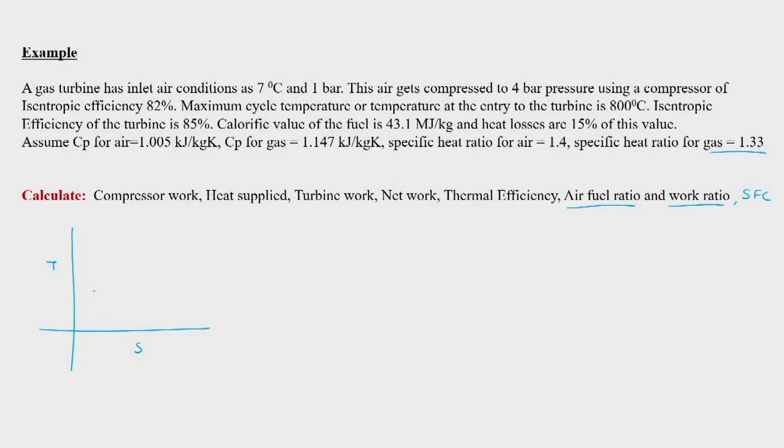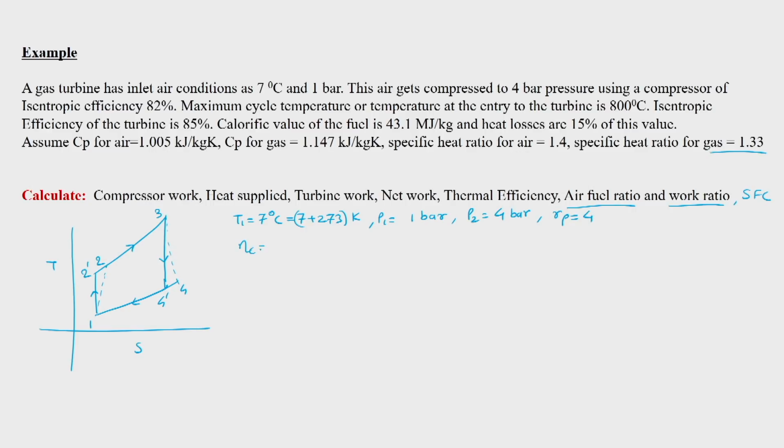This is T, this is S. 1 to 2 dash, then 2, then 3, then 4 dash, and then 4. So, this is how our cycle is going. Now, what is given to us? We are given T1 as 7 degrees Celsius, which is 7 plus 273 Kelvin. We are given P1 is equal to 1 bar. We are given P2 is equal to 4 bar. So, we are given Rp is equal to 4.